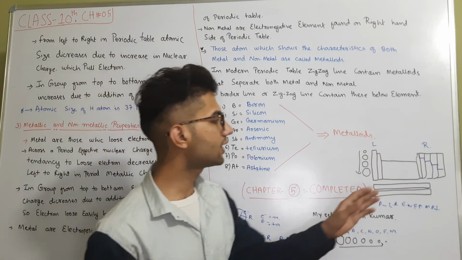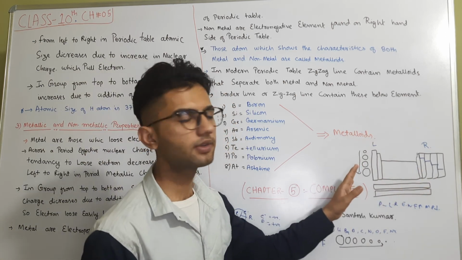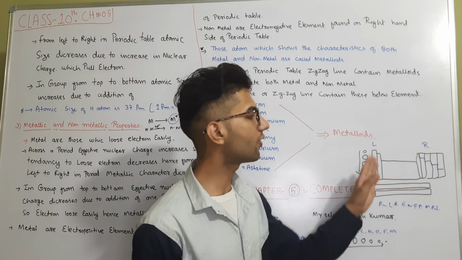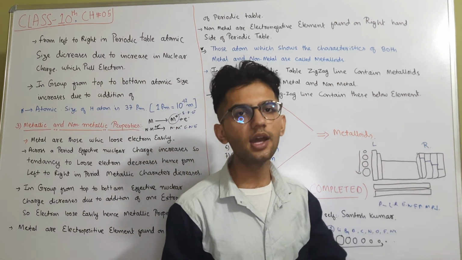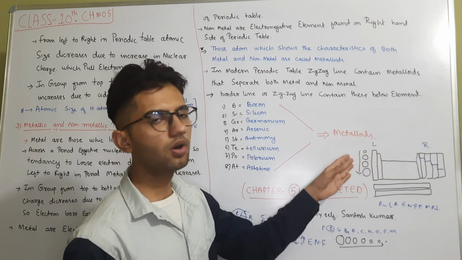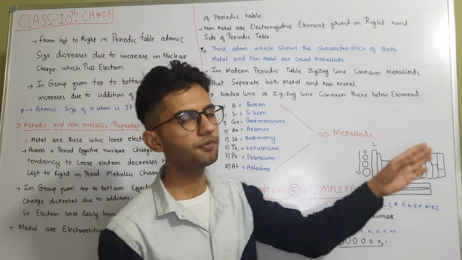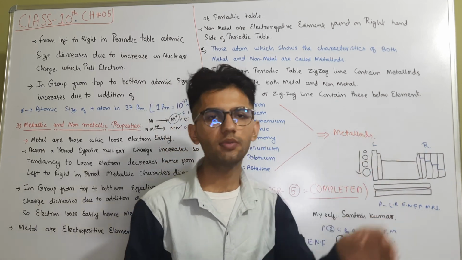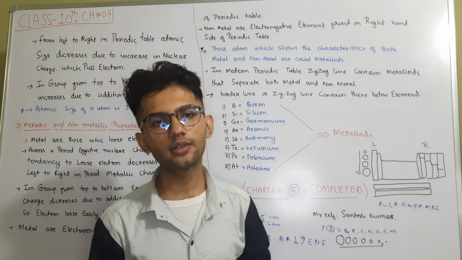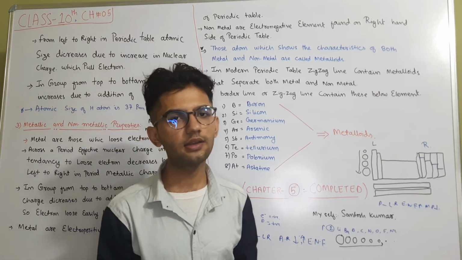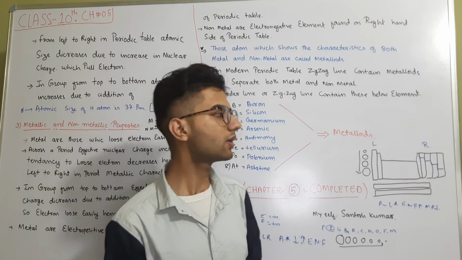So simply, elements found on the left-hand side are generally metallic in nature, and those on the right-hand side are generally non-metallic. The reason is that the left has a low effective nuclear force and the right has a high effective nuclear force. Going from top to bottom, the effective nuclear force decreases, hence metallic properties increase. So here we have learned about metals and non-metals and how they change in the modern periodic table.